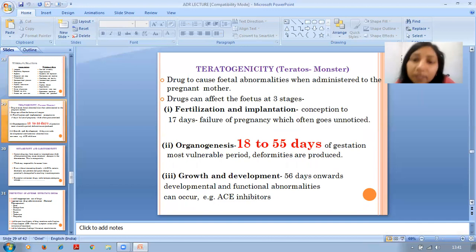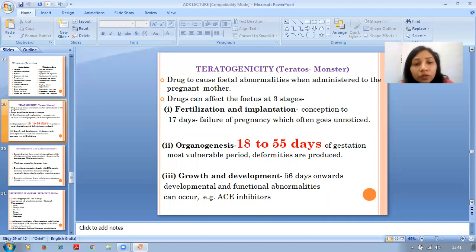Then what is teratogenicity? There are certain drugs which can cause fetal abnormalities when given to a pregnant mother. The drug can affect the fetus at 3 stages. First, fertilization and implantation, a period ranging from conception to 17 days. If the drug is taken by the female during this period, there may be failure of the pregnancy, which often goes unnoticed.